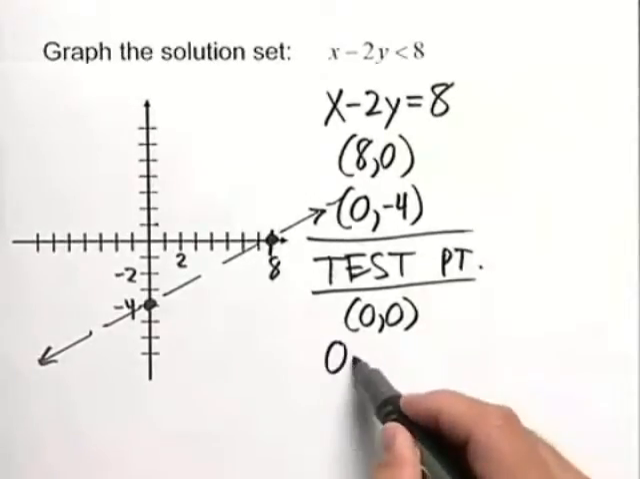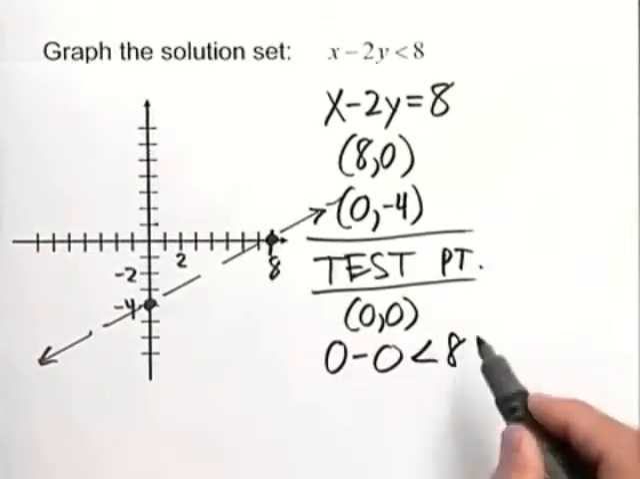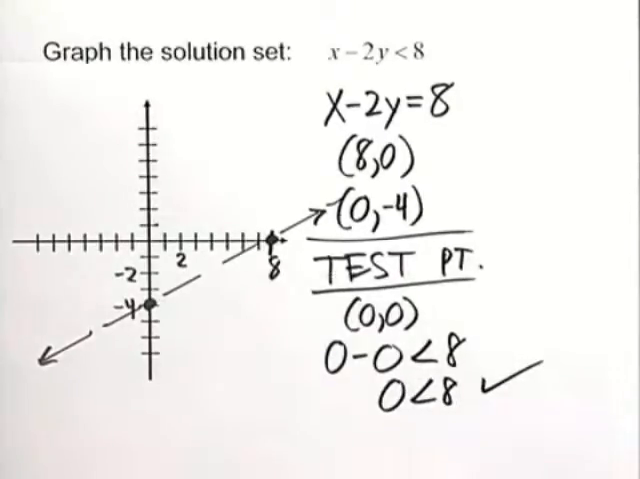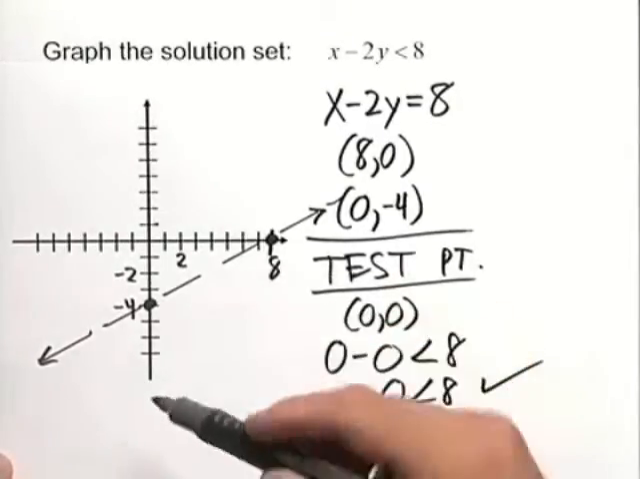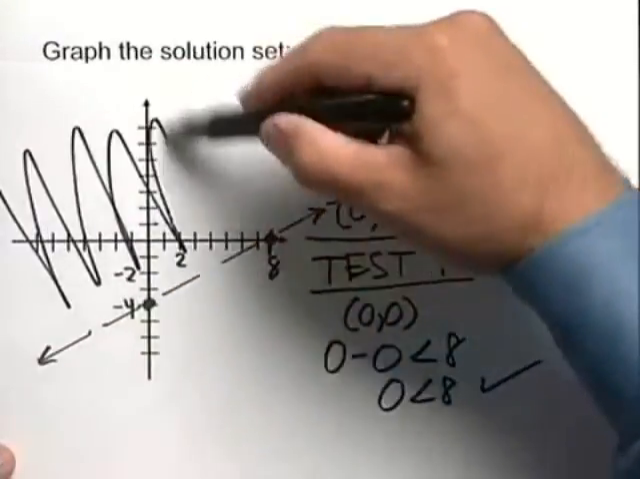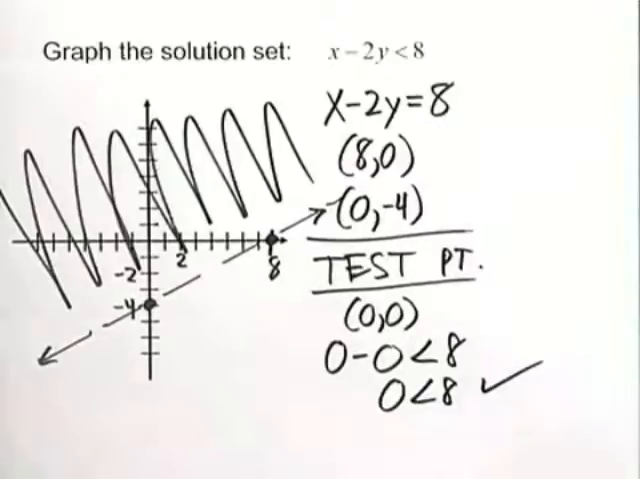And from this we have 0 minus 0, which is less than 8. 0 is less than 8. That's certainly a true statement. So what that means is every ordered pair above and to the left of this line, and not including that line, will give us a true statement for our inequality. So this is what the solution for this inequality looks like once we've graphed it entirely.